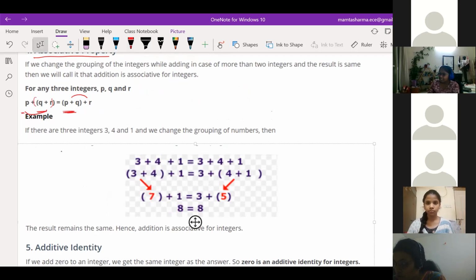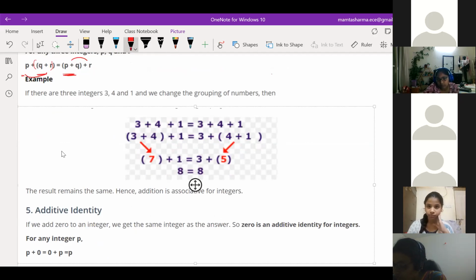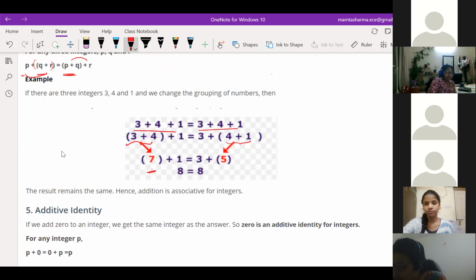So if I am taking three numbers, whether you add 3 and 4 first or 4 and 1 first, the result would be the same. Okay, let's check it. 3 plus 4 would be 7, plus 1, now it would be 8. Now you have done grouping for 4 and 1.